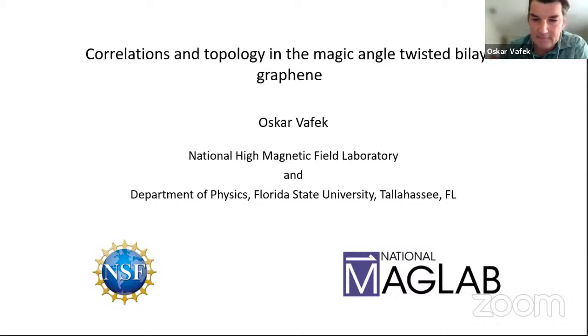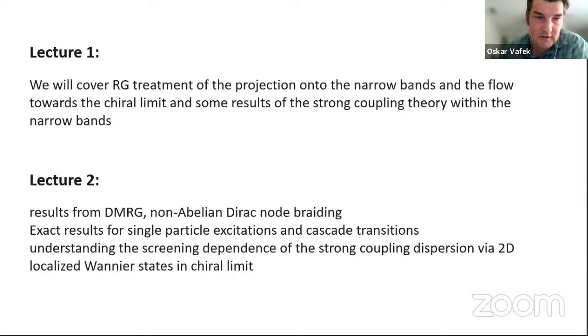The plan is that in the first lecture, we'll try to cover some RG treatment, and in particular, how do we actually project onto the narrow bands? And we're going to find a surprising result, namely that with Coulomb interactions, the system flows towards the chiral limit. I will introduce exactly what this means and what some of the consequences are. We will not quite reach the chiral limit, but we will approach it. And then for the rest of the first lecture, I'll try to say something about the strong coupling theory once we are entirely within the narrow bands.